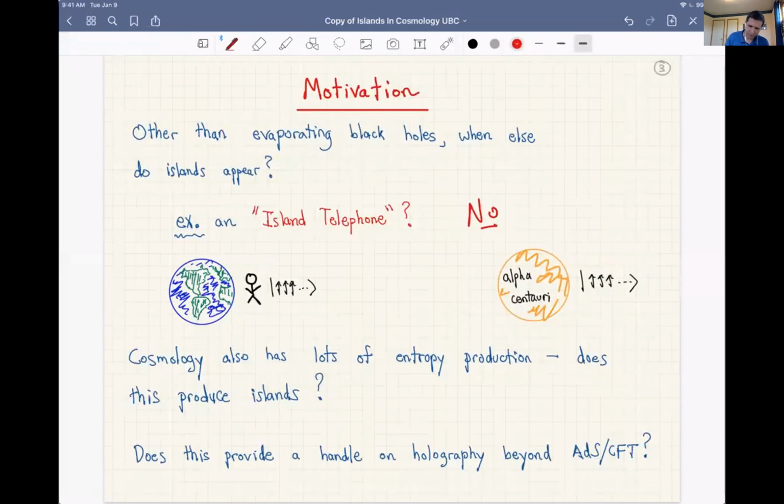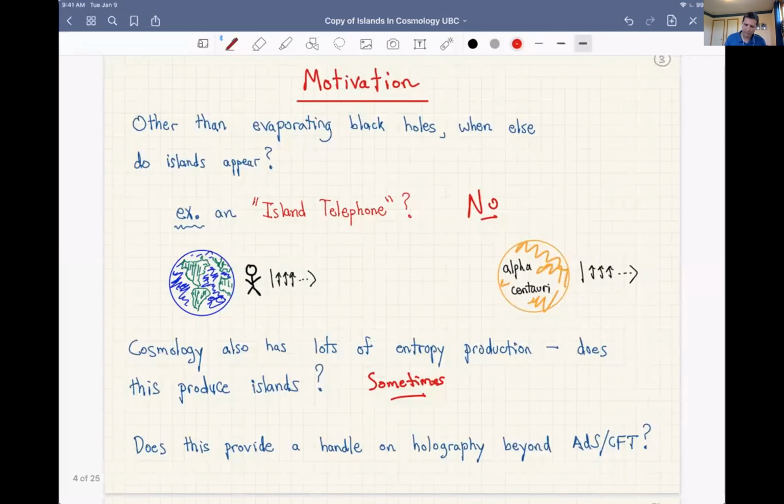Cosmology, does that produce islands? The answer is sometimes, and I'll discuss examples. Does this provide a handle on holography beyond AdS/CFT? Well, that's something I won't get into very much in this talk. I think the answer is clearly yes, to some extent, but this is really, I hope, early in this exploration, and I think there's a lot still to be understood about exactly how far we can push this.